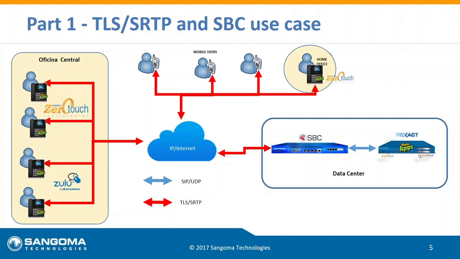So in this network, what we're showing with all these red arrows is that we were encrypting the SIP and the RTP into TLS and SRTP, and the first thing it hit is an SBC. The SBC does all the call admission control, the security, denial of service protection, and all these security aspects, as well as decoding the TLS and SRTP to go back to the normal SIP and UDP traffic that you can see on that blue arrow running between the SBC and PBXact. Okay, so that was part one.